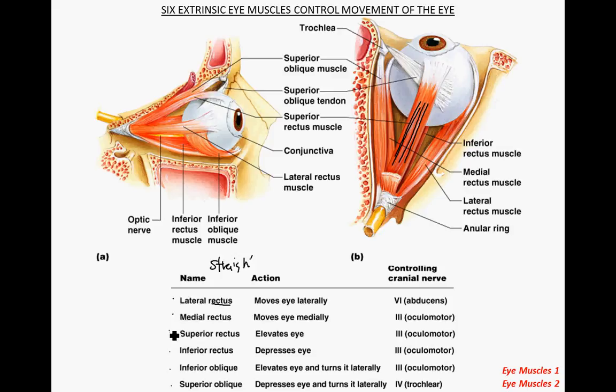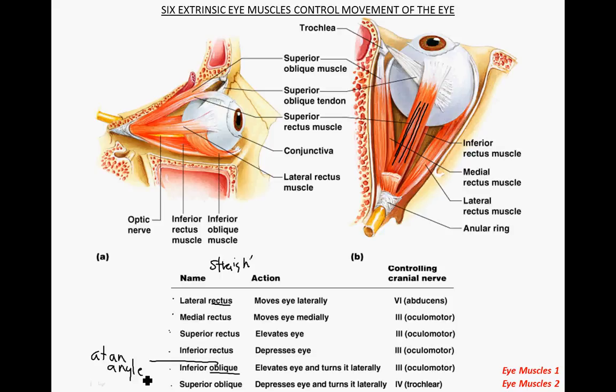The superior one is on the top of the eye. The inferior one is on the bottom of the eye. And then you have these inferior and superior obliques. Oblique means at an angle. So these muscles, the fibers will be going straight, but the muscle is going to attach at an oblique angle.